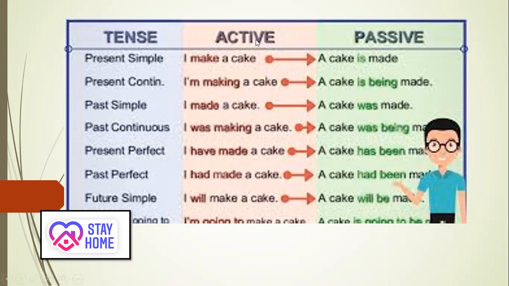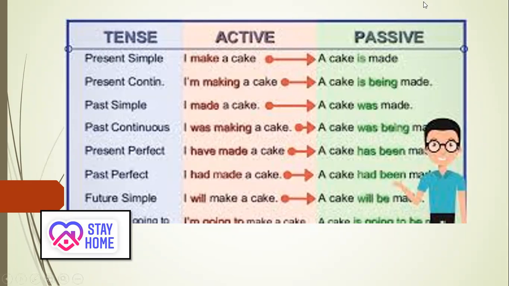In the active voice, it says, I make a cake. So the person who performs the action is I. The verb is in present simple, and a cake becomes the object of the sentence. The active voice makes reference to the person or object that performs the action. On the other hand, we have the passive voice.